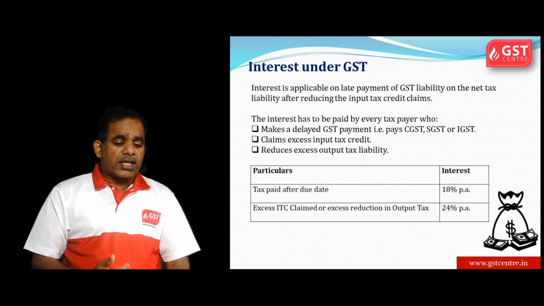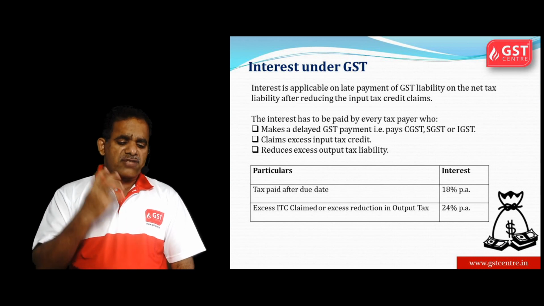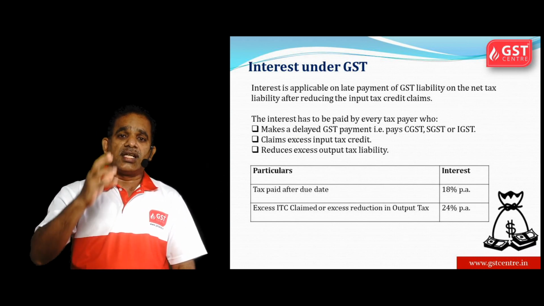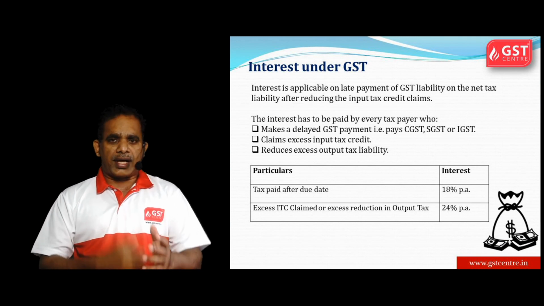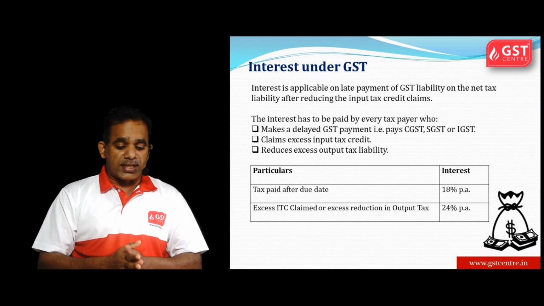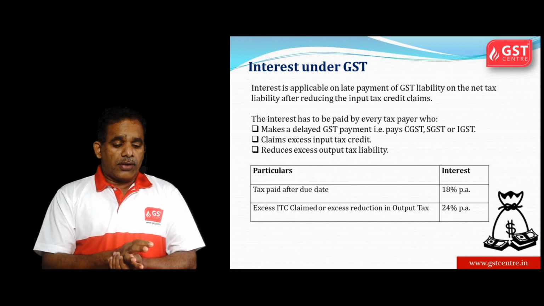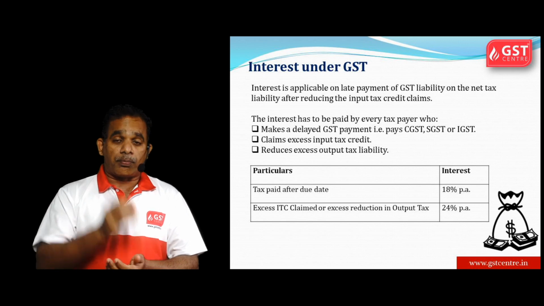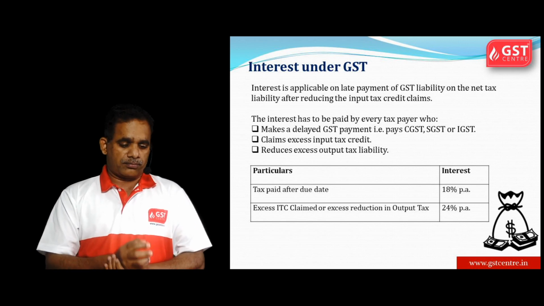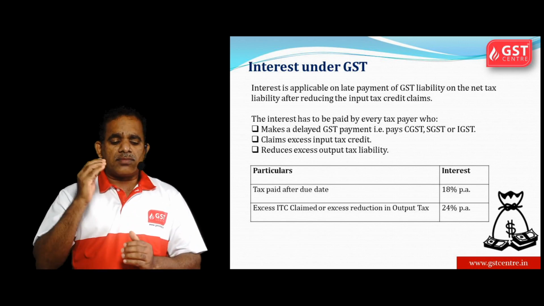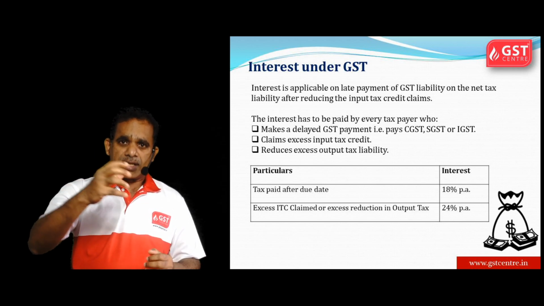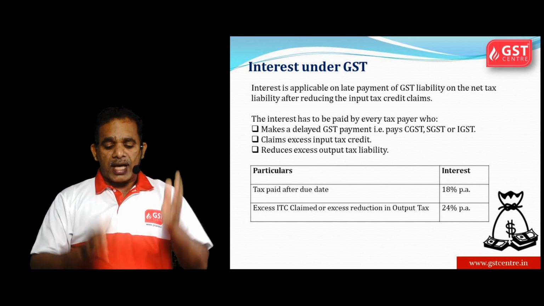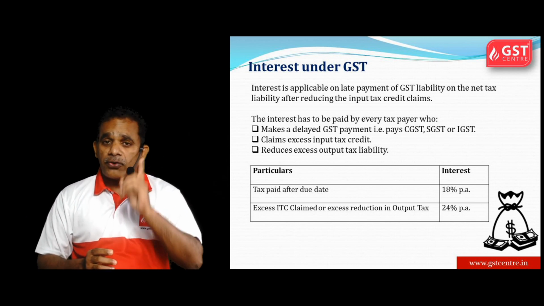Then coming to interest under GST, interest will be applicable whenever there is a late payment of GST liability, okay, or wrongful claiming of input tax credit and all. So if you are making a delayed payment of CGST, SGST, or IGST, you need to pay 18% per annum. And in case of excess input tax credit claims or reduction of output tax liability, in that case you need to pay interest at 24% per annum.